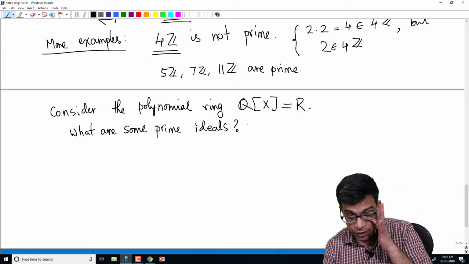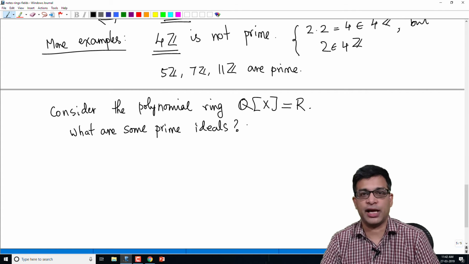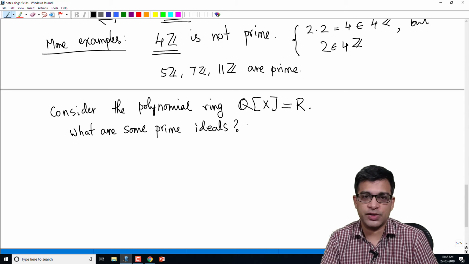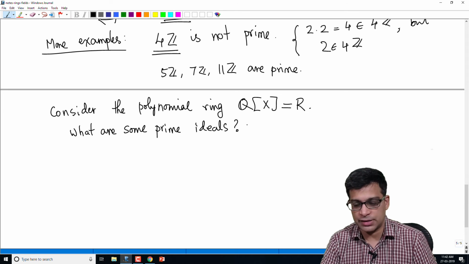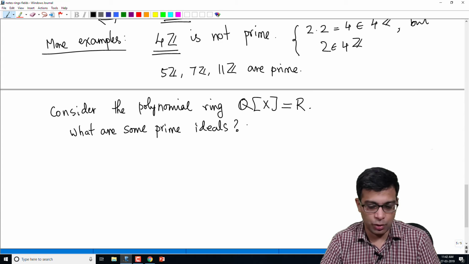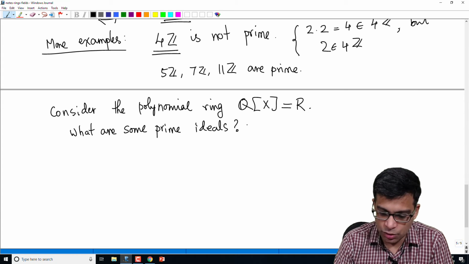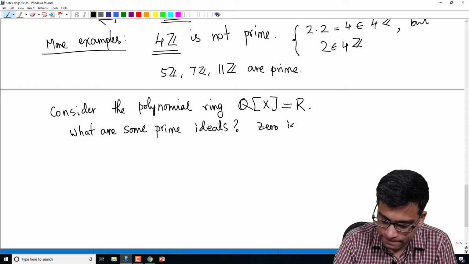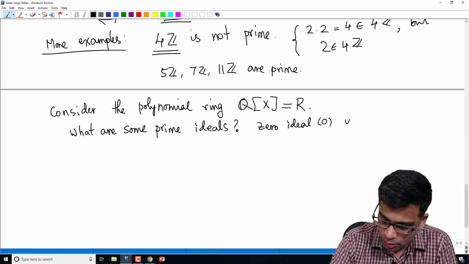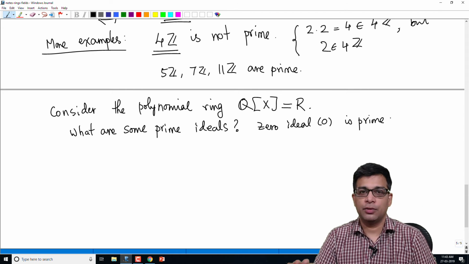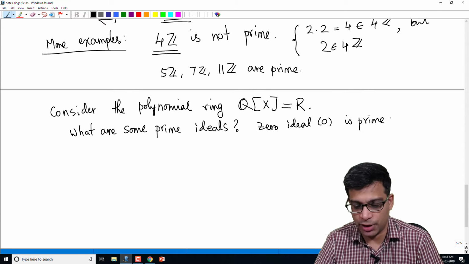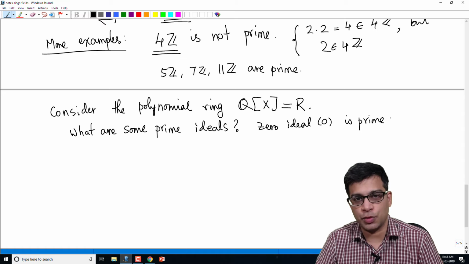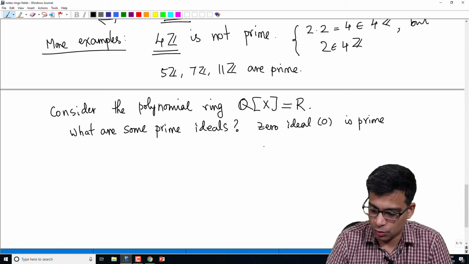Okay, so unlike in the case of the ring of integers where we could completely classify all prime ideals, it's more difficult to list all the prime ideals in such rings, but we can certainly look at some examples of prime ideals. So what are some prime ideals? The 0 ideal is prime. This is easy because of the same idea why the 0 ideal in the ring of integers is prime. You take two polynomials whose product is 0, one of the polynomials must be 0.